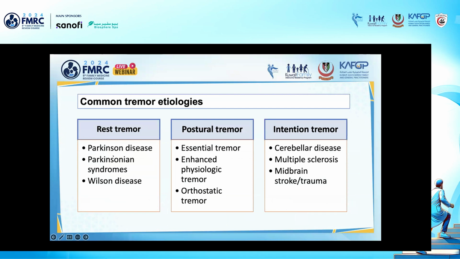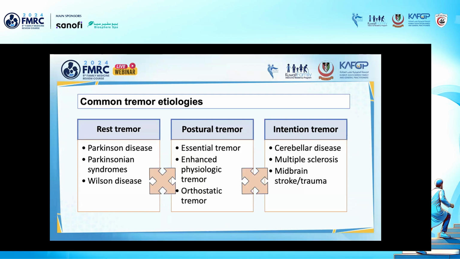In rest tremors, the commonest by far is Parkinson disease. There are also other causes like Parkinsonian syndromes and Wilson disease. Postural tremors, as we mentioned, essential tremors, enhanced physiological tremors, and orthostatic tremors are all common etiologies for postural tremors. And for intention tremors, usually there's something in the cerebellum. So it's either cerebellar disease or multiple sclerosis or midbrain stroke or trauma.